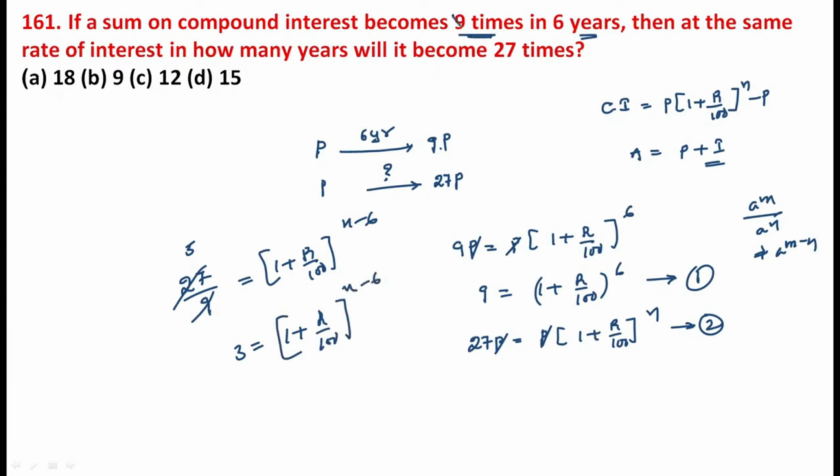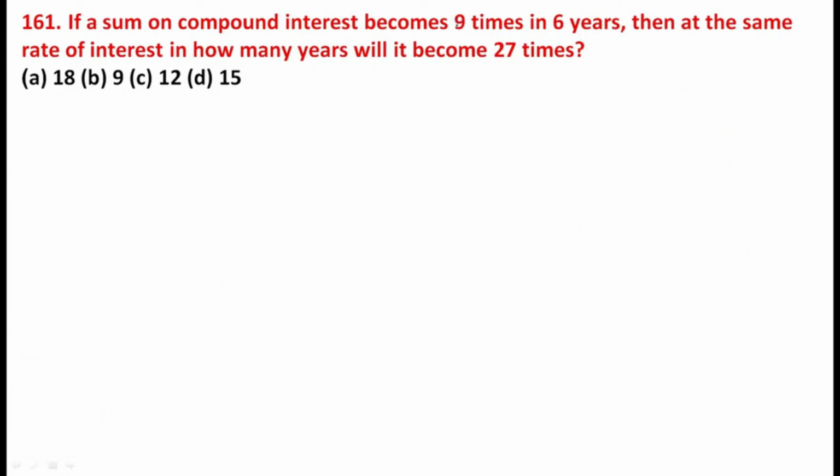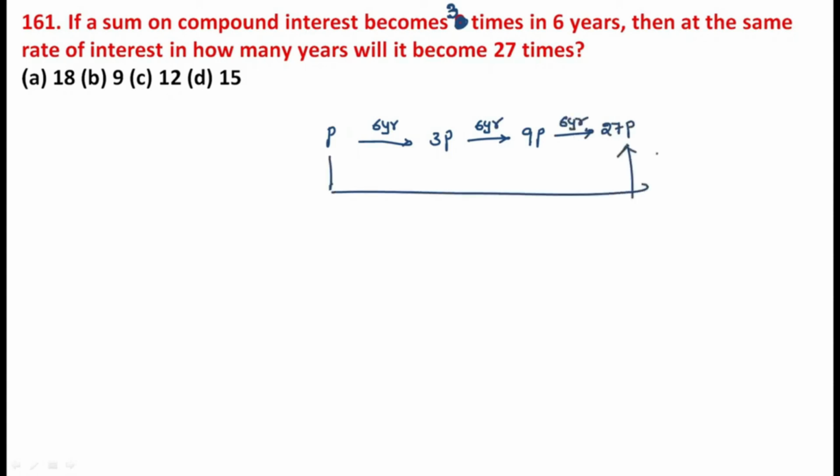Guys, this is the wrong one. It's not 9 times, it's 3 times. Sorry for that. The sum of amount becomes 3 times, it takes 6 years. Any 3 times of amount, 9P, takes again 6 years. Again, 3 times of amount is equal to 27P. Again, it takes 6 years. Now the question: for the sum of amount to become 27 times, it takes exactly 18 years. It's not 9 times, it's 3 times. Next one.